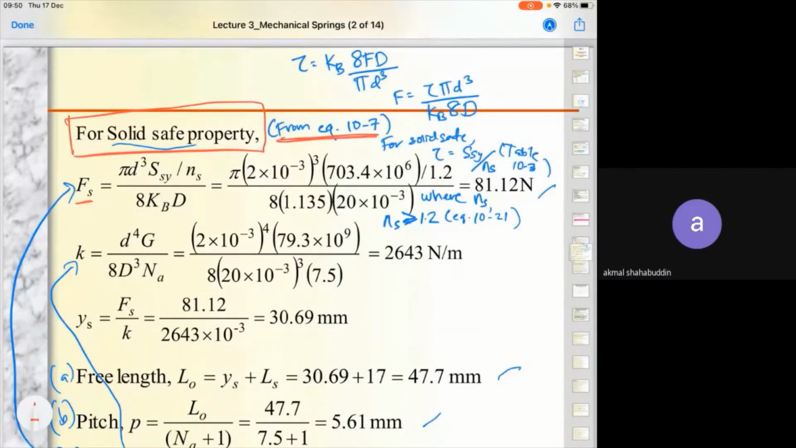You boleh tanda, conteng kat you punya kertas tu. Equation 10.7. Equation 10.7 ni sebenarnya yang ni. Ni equation 10.7: F equal to tau. Tau ni adalah apa? Torsional tadi kan? Ataupun shear stress, times pi d power of 3 over Kb 8D. Semua dah ada dah kan? 8 ni memang ada, pi ada. Kb pun dah calculate. Tau ni apa benda. Okay.